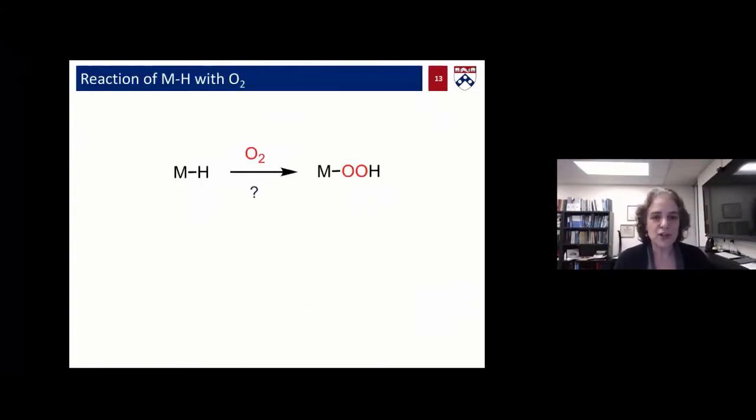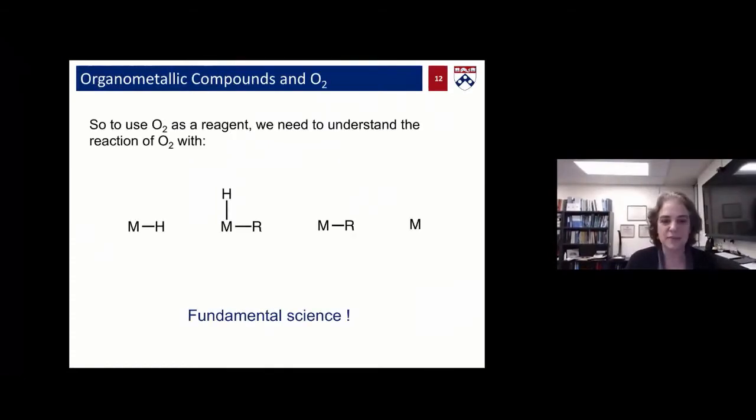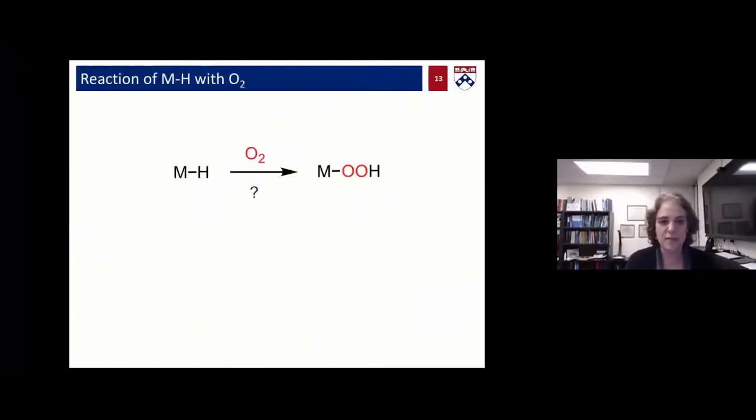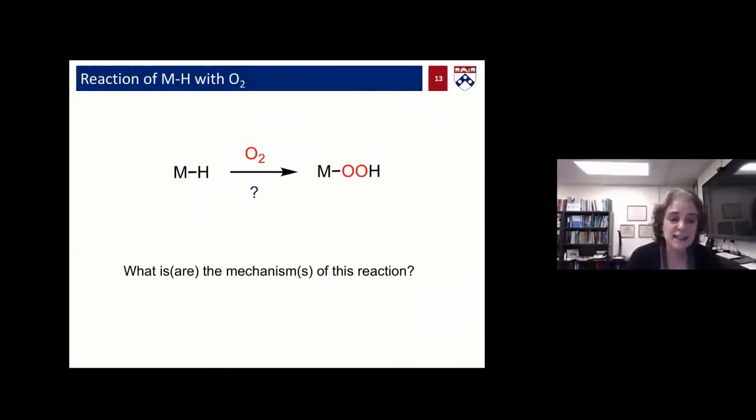My group has really been thinking about all of these types of species, but if we start out with metal hydrides, metal hydrides can react with oxygen to form these metal hydroperoxide species. Sometimes it stops at the metal hydroperoxide species and you can isolate it, and sometimes they go on further to reduce the oxygen. But typically the first step is this insertion of oxygen. And we can ask then, what are the mechanisms of this reaction?